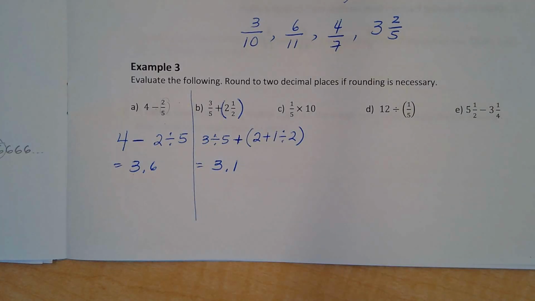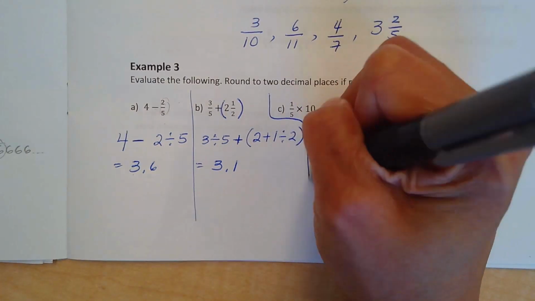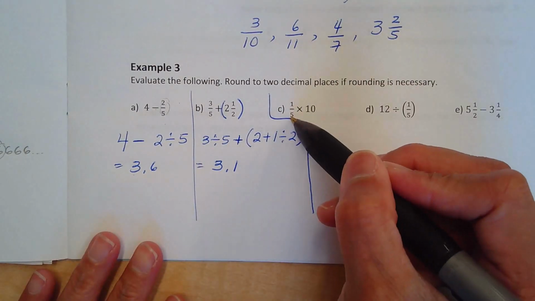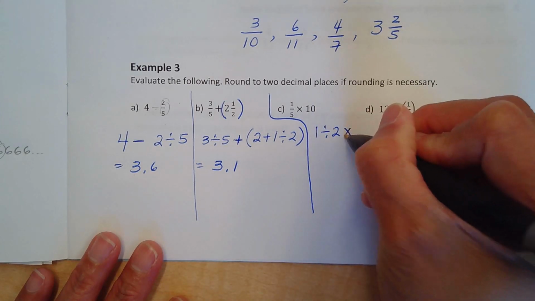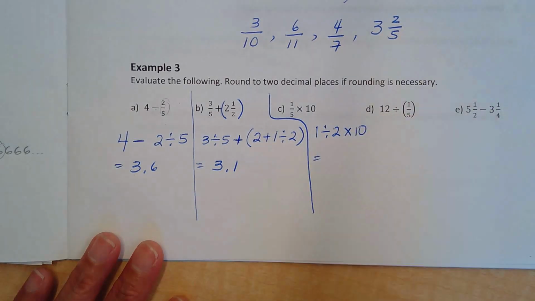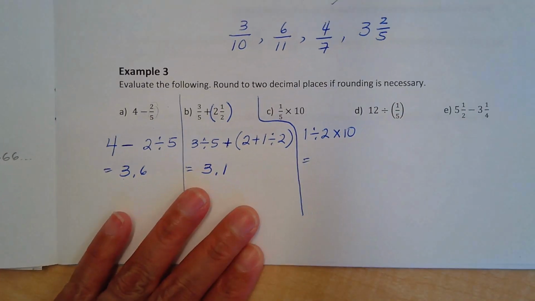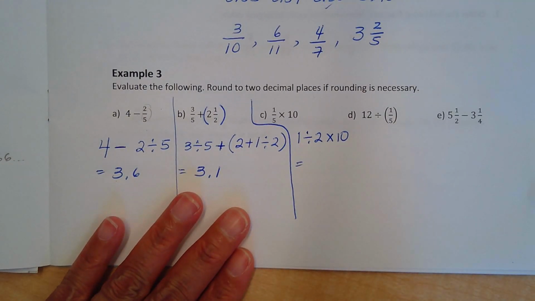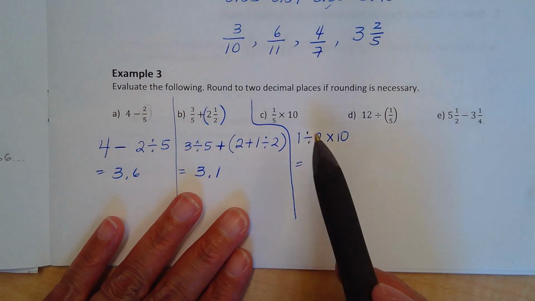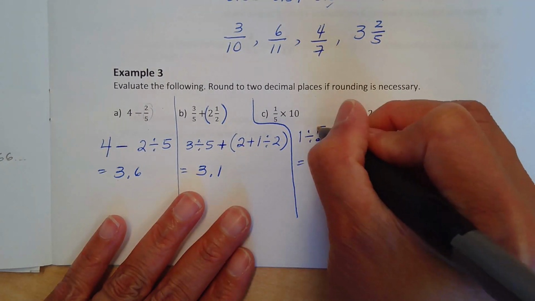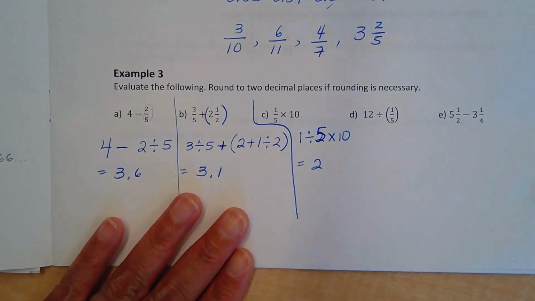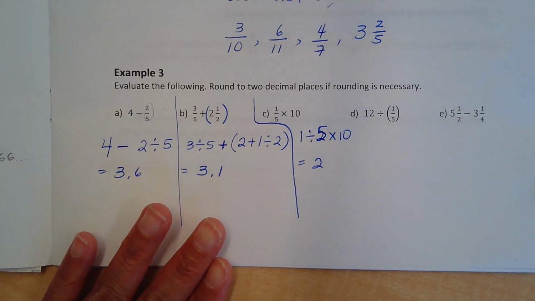Let's finish off the last 3. How did we do the last 3 in here? 1/5. So you go 1 divided by 2 times 10. And what did you get for that one? That was 5. Everybody got 5? Oh, sorry, it's supposed to be 2. There you go. Thank you. There we go, much better.